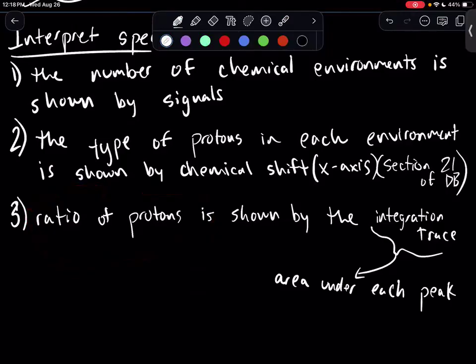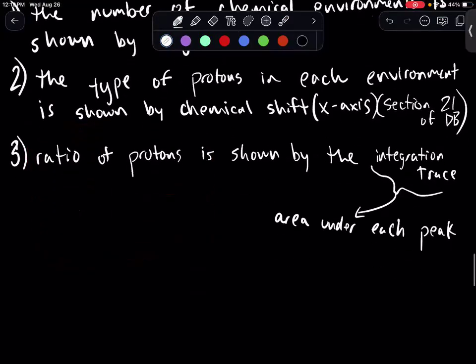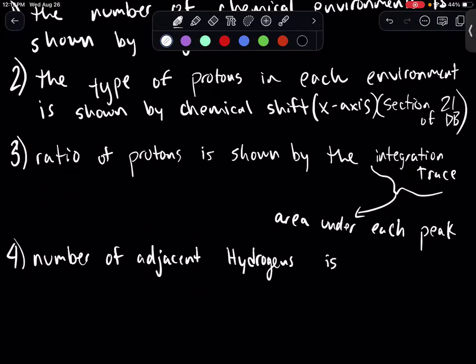Now, the last part, which we'll not do quite yet, but we'll come to it at the end of this lesson, is that the number of adjacent hydrogens is shown by splitting patterns.